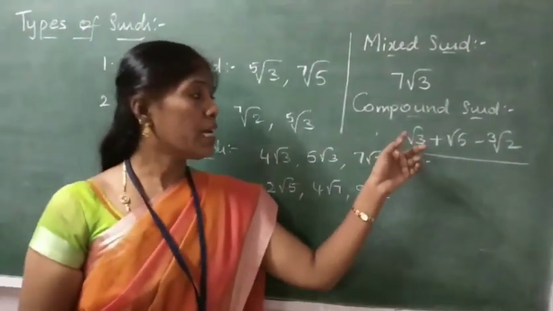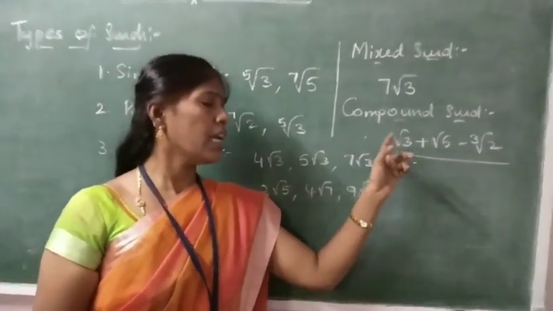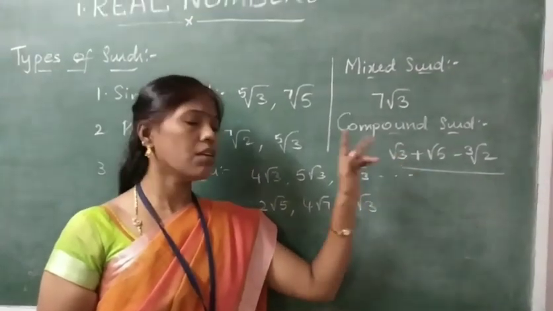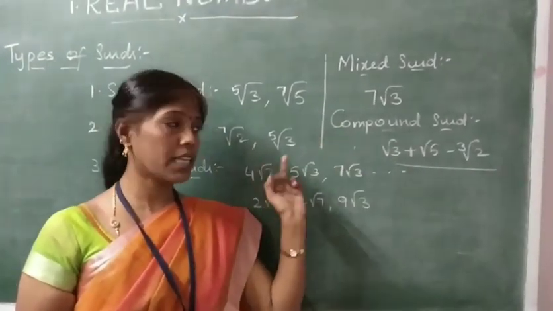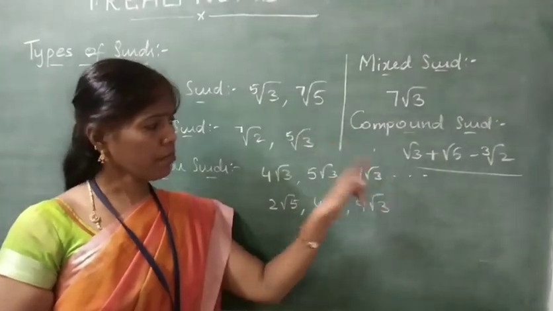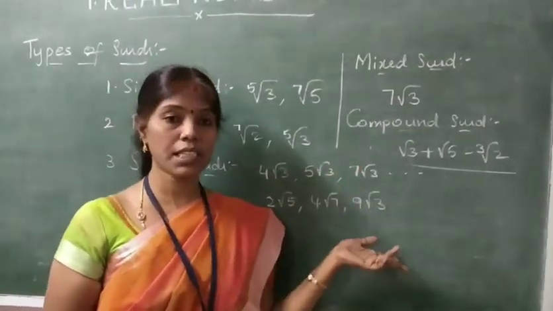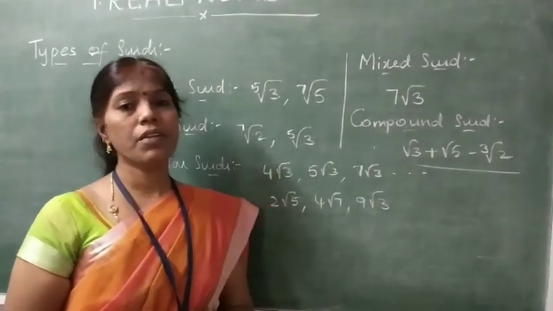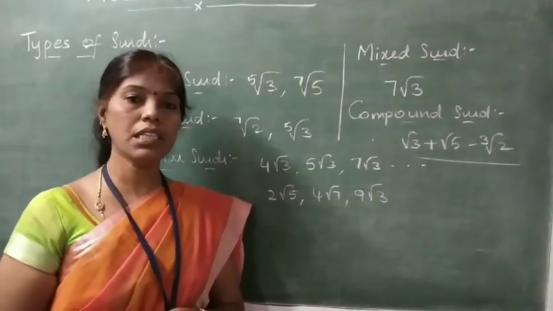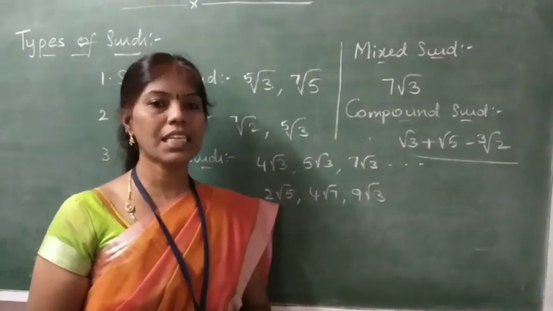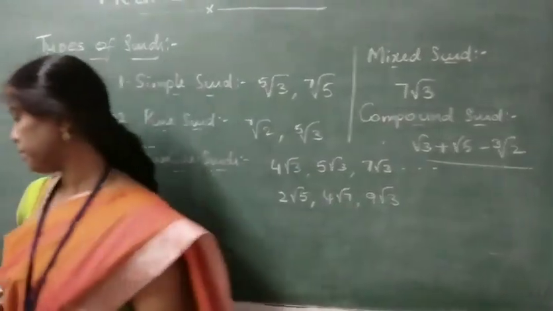Based on this, a compound surd having two terms we call a binomial surd. A compound surd having three terms we call a trinomial surd. So here we have learned about surds in detail. Now we will see the next topic.